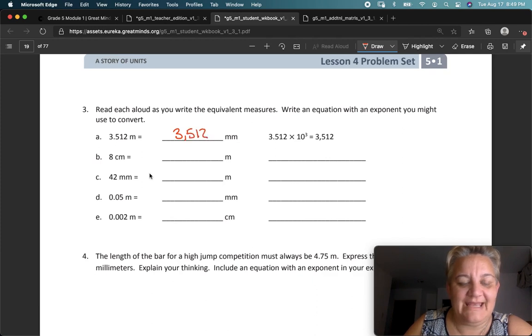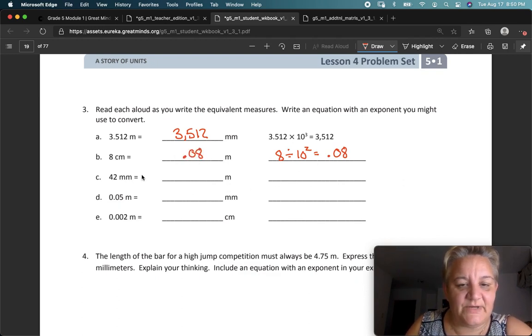All right, now I've got 8 centimeters, and I want to change it to meters, right? So remember, smaller unit to bigger unit means that I need to divide, and centimeters to meters is 10 squared. So my new answer is, let's see, 8/10 of a meter.